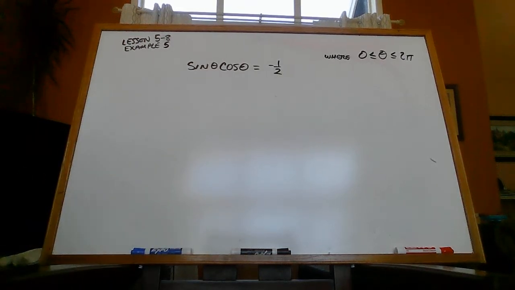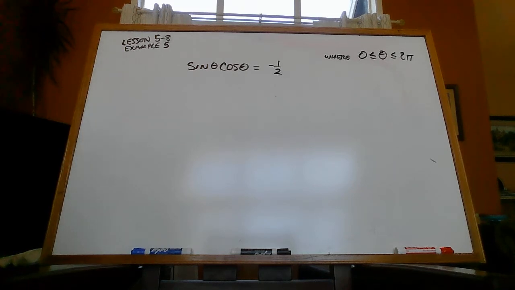Okay, this looks to be a super simple problem here at first. Sine theta cosine theta equals -1. And like we've always liked to do, we always like to have it either in sines or cosines. And that's a little bit tough to do here.